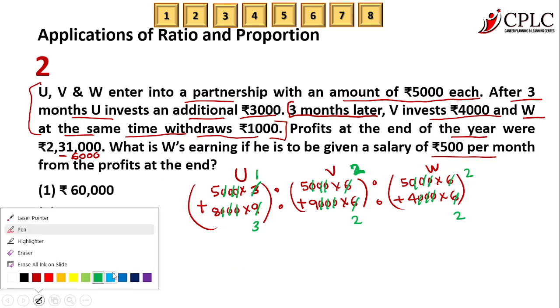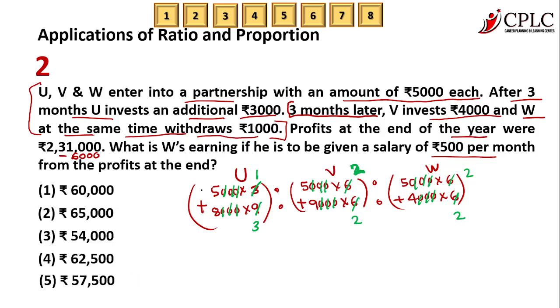So how do we do that? So let's look at the numbers now. 5 ones are 5 plus 8 threes are 24. 24 plus 5 is 29 for U. Then for V, 5 twos are 10 plus 9 twos are 18. 10 plus 18 is 28. And for W, 5 twos are 10 plus 4 twos are 8. 10 plus 8 is 18 for W.